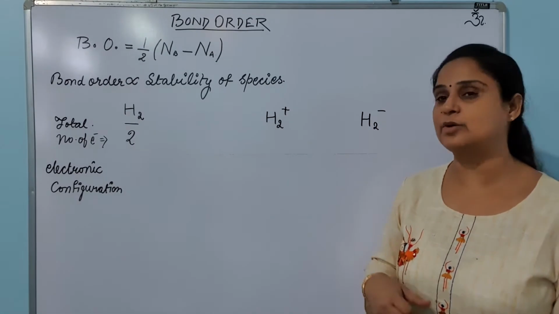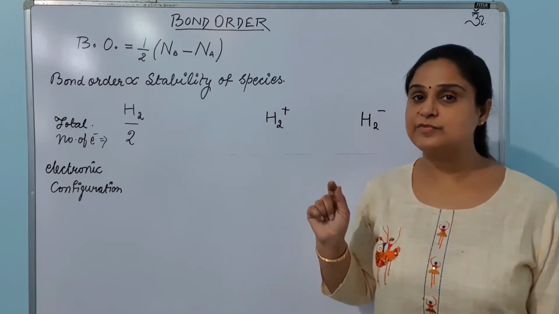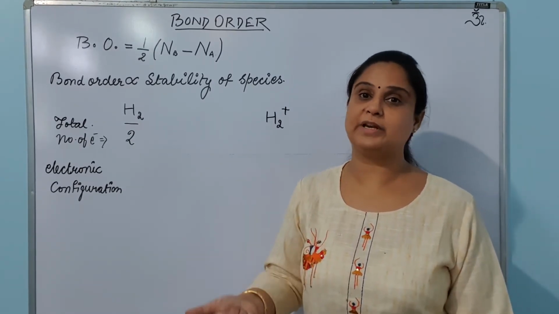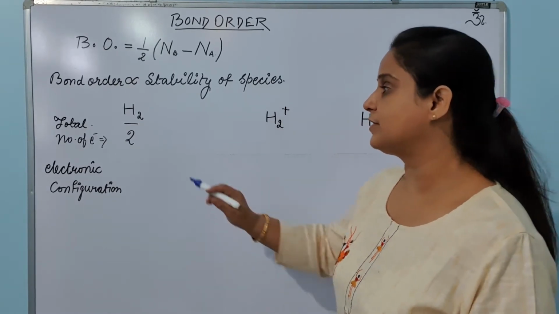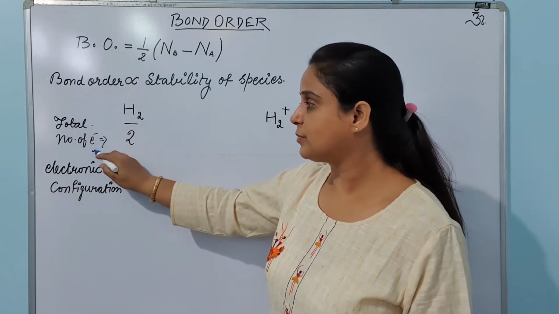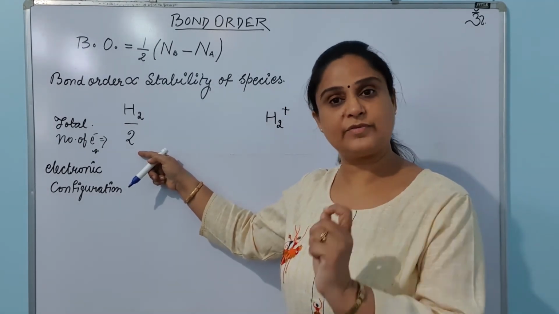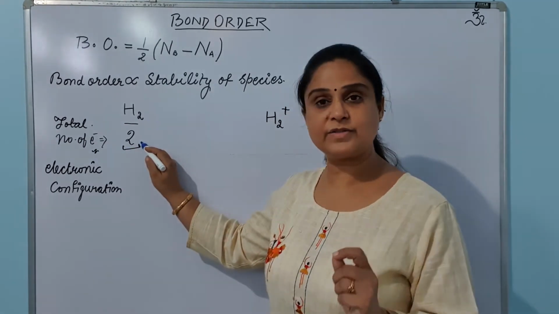How are we going to find it out? By knowing its bond order. So first of all we are going to calculate its bond order, and for that we should know how many electrons are there. Here I have written down the species. The total number of electrons in the hydrogen molecule will be 1 from one hydrogen and 1 from the other hydrogen, so the total will be 2.